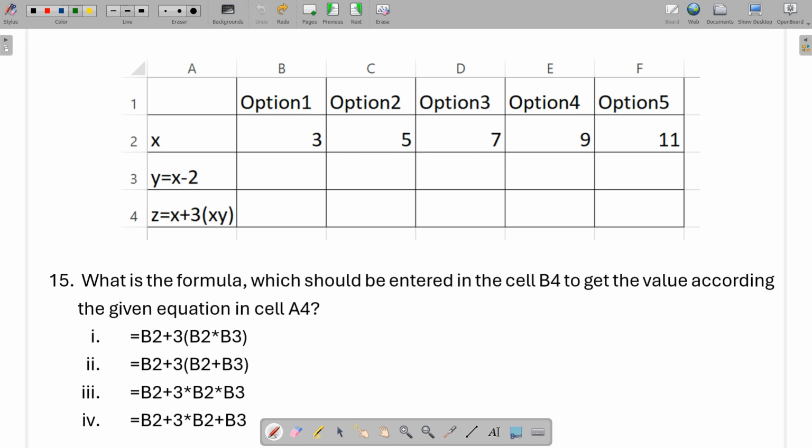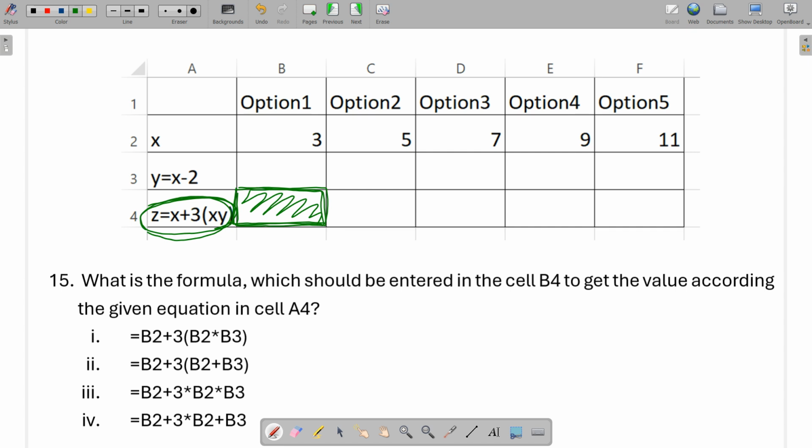So the question asks, what is the formula which should be entered in cell B4 to get the value according to the given equation in cell A4? So cell A4 is this place. I'm sorry, this is cell B4 place. So that particular formula depends on the formula given in A4, so you have to write the formula which is equivalent to this.